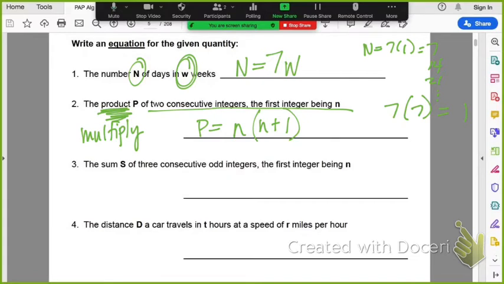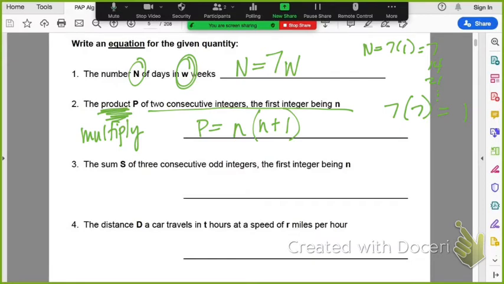So for instance, if I chose 3 and 4, like Dalton said, if I chose n to be 3, then that would mean n plus 1 would have to be 4, which would get me 12. If I put 4 in for n, then in parentheses would be 5. So you can always go back and check your answer and see if it makes sense.